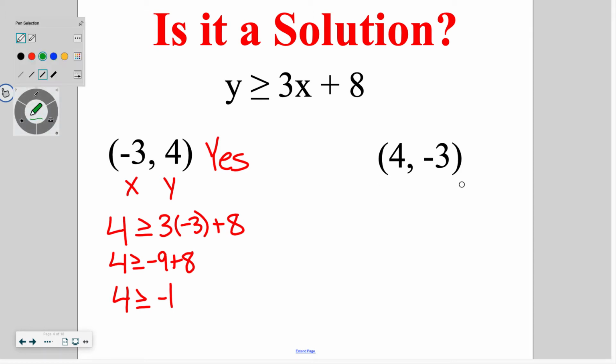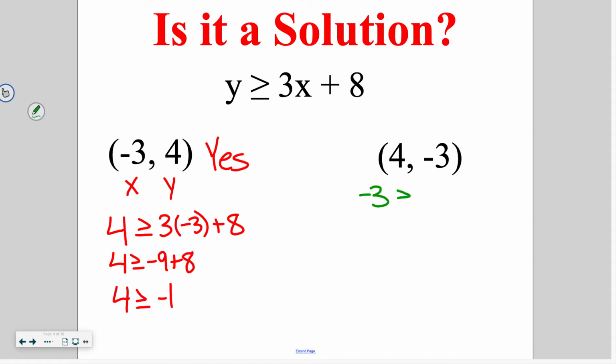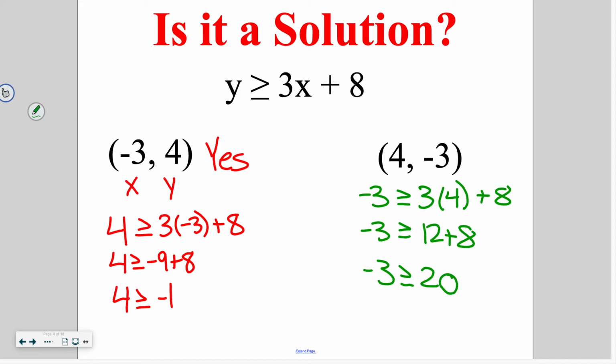Another point that potentially could be part of our solution, it really could be any point. These are just the two that they give us to test. We're going to say that -3 is greater than or equal to 3 times 4 plus 8. That gives us -3 is greater than or equal to 12 plus 8, so -3 is greater than or equal to 20, which is not a true statement, so that would not be part of our solution set. When it's asking if it's a solution or not, you simply need to plug in and see if it gives you a true statement or a false statement. True, yes, it works. False, no, it does not.